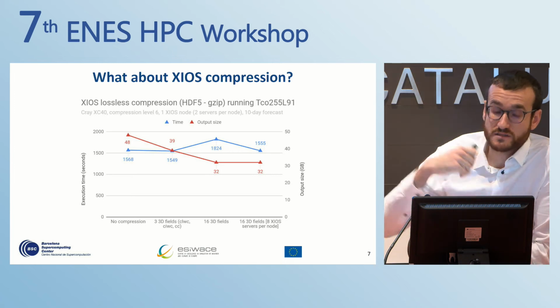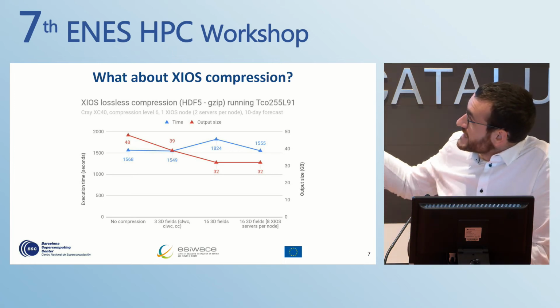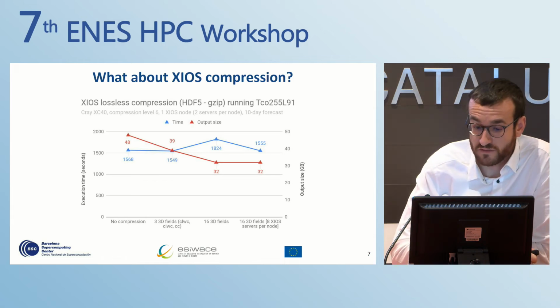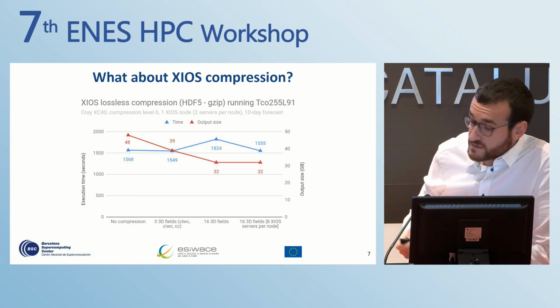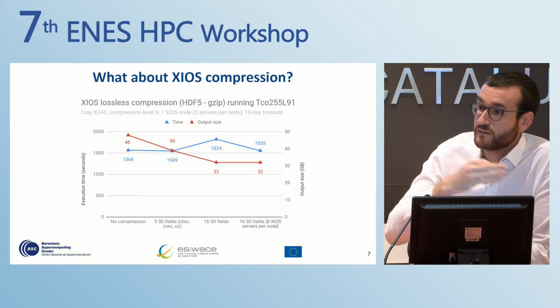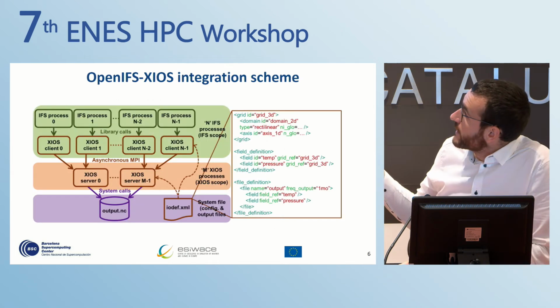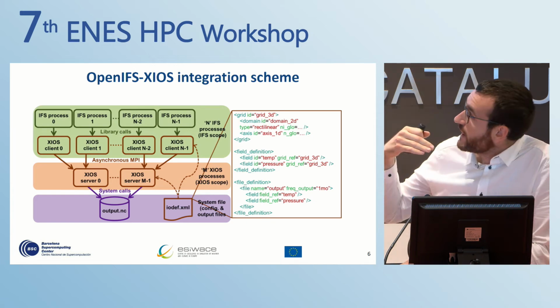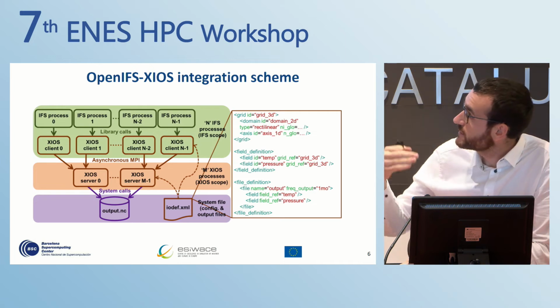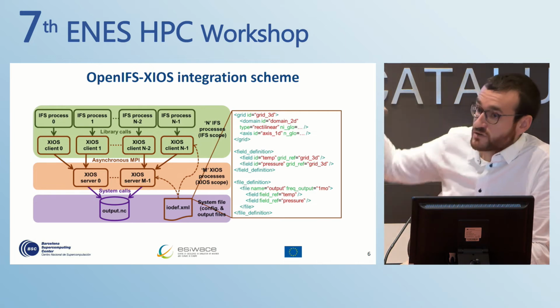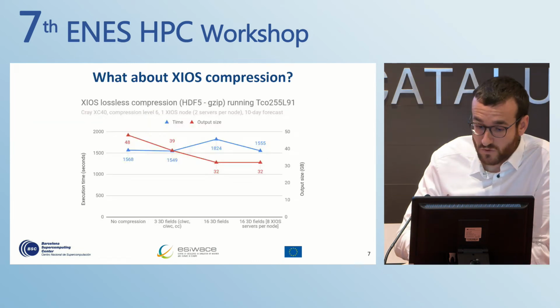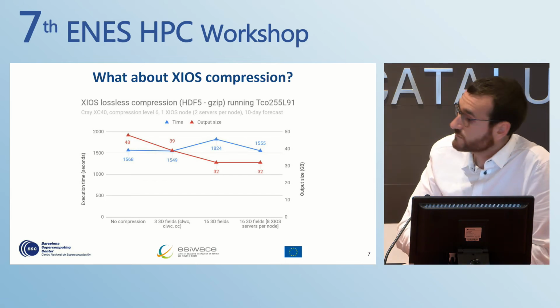However, if we try to increase the number of fields that we compress, to 16 fields, the compression ratio doesn't increase too much, from 39 gigabytes to 32, but the execution time increases a lot. Although I said that the compression of data is done out of the critical path, because it is done in the XIOS servers, since the servers are busy compressing data, the clients of the IFS processes cannot send data because they have to wait until the servers finish the compression of the previous time step. So, at the end, it increases the execution time a lot.